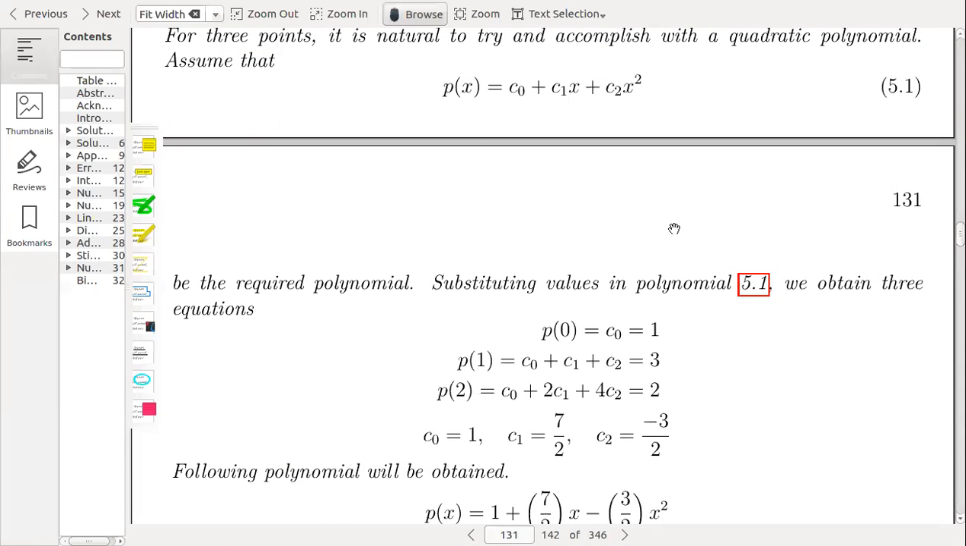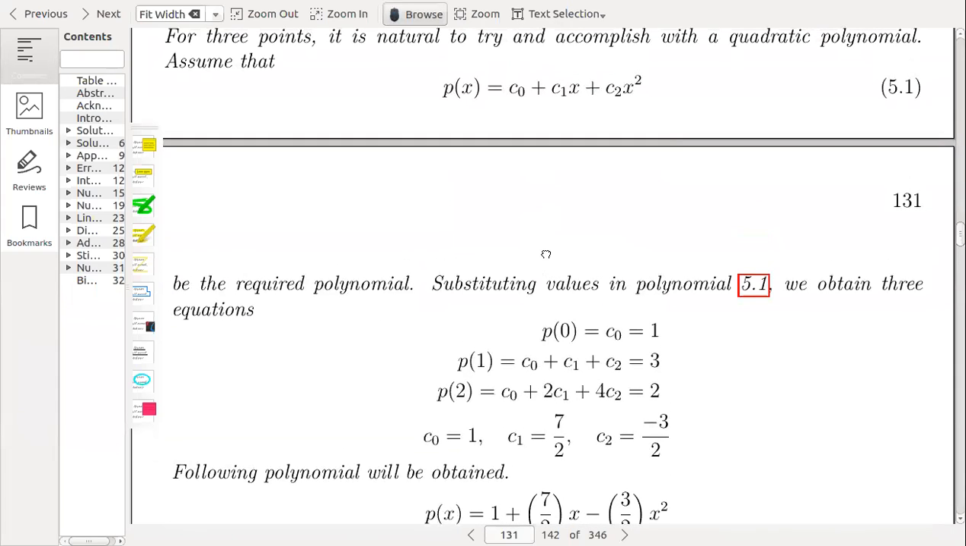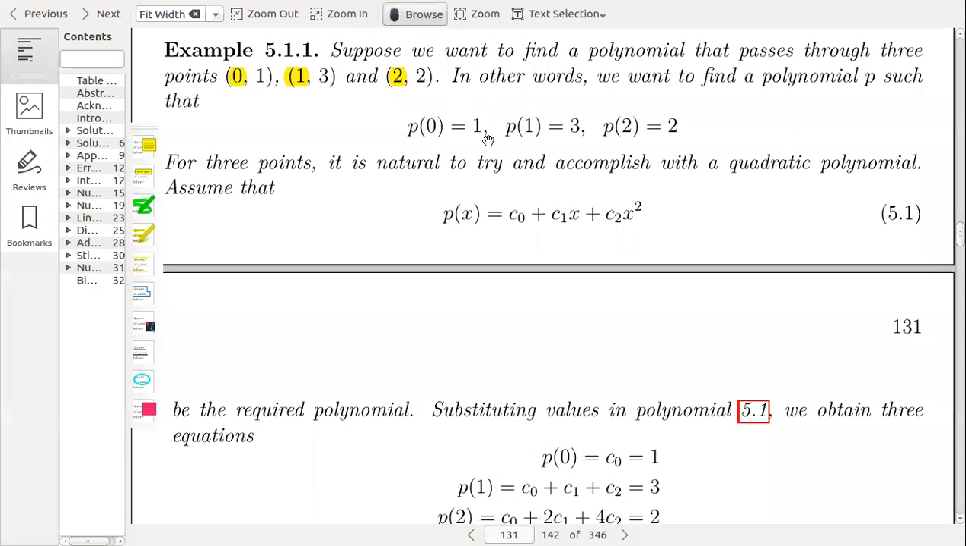So if we suppose that this is the required polynomial, then substituting values in polynomial 5.1, we obtain 3 equations. P of 0 is equal to c0, which is equal to 1. You have to replace x with 0. So P of 0, the second term will be 0, and the third term will also be 0, and we are left with P of 0 equal to c0, and P of 0 should be equal to 1. It means c0 is equal to 1.